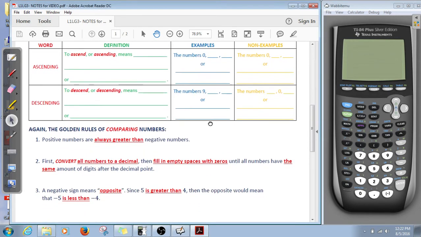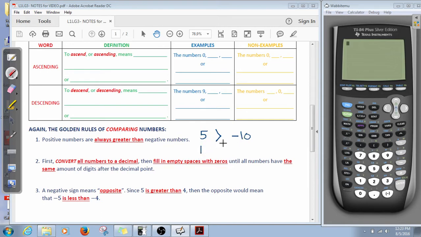Next thing, let's just review our golden rules real quick before we do a couple examples of today's learning goal. Number 1, positive numbers are always greater than negative numbers. So if I had $5 compared to -$10, I'd rather have the $5 in my pocket than owe someone $10. So +5 is always going to be bigger than -10 because it's positive.